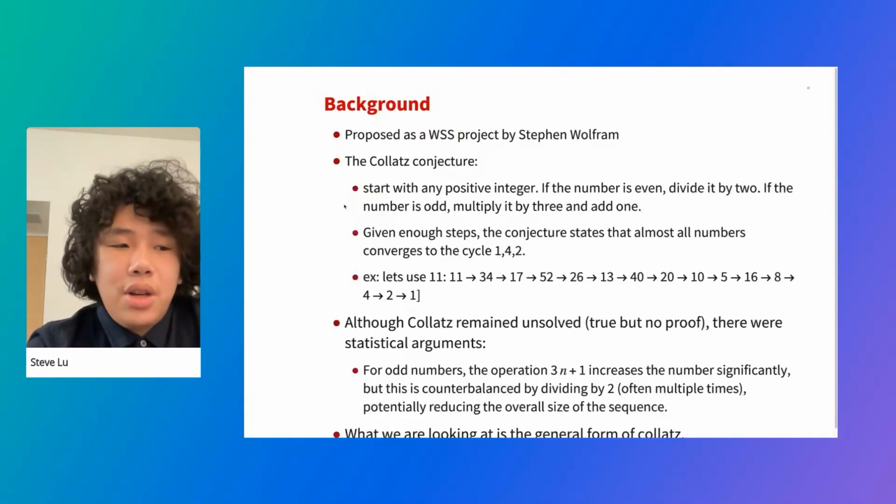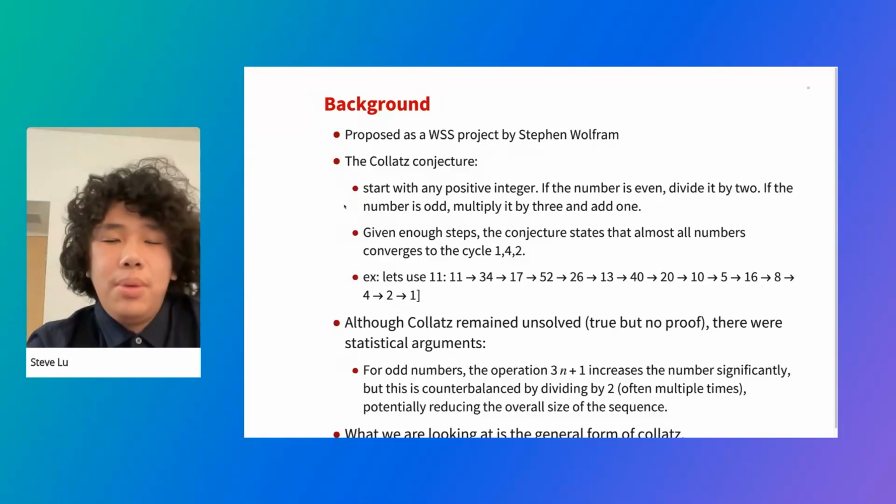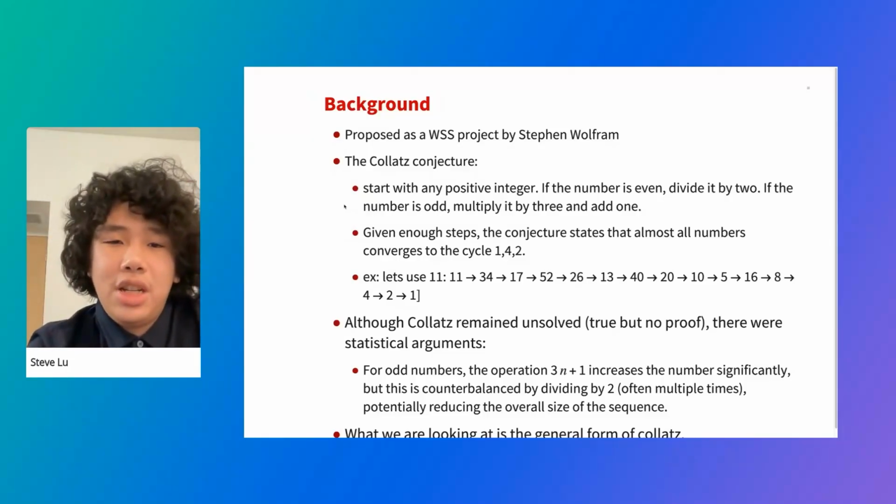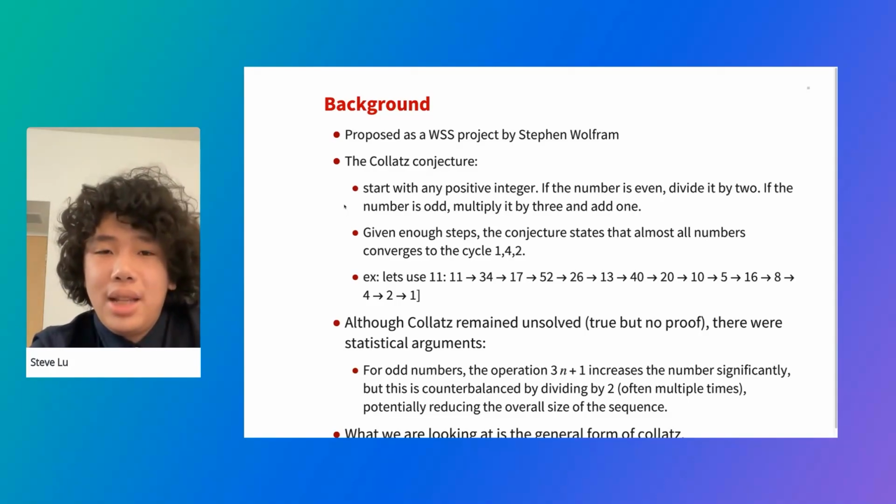So this project exists as a WSS project proposed by Stephen Wolfram. WSS is essentially Wolfram Summer School. It's a short period where we have a project and we explore a lot of stuff. For me, I specifically chose the Collatz conjecture, or the generalized Collatz conjecture, because I think it's very interesting. And the fact that not a lot of research has gone into this field means that I can make a lot of interesting discoveries on my own. I kind of want to just explore something that hasn't been explored before.